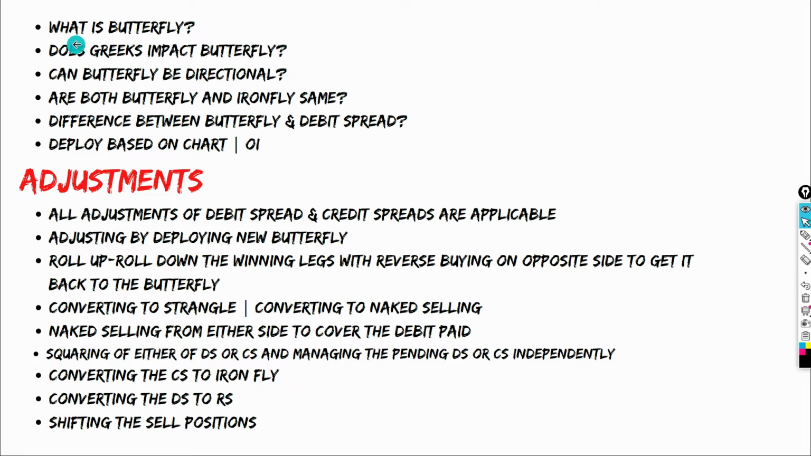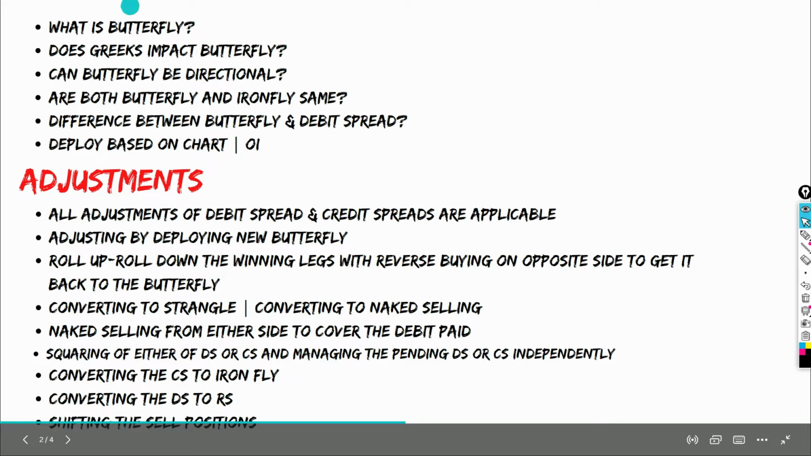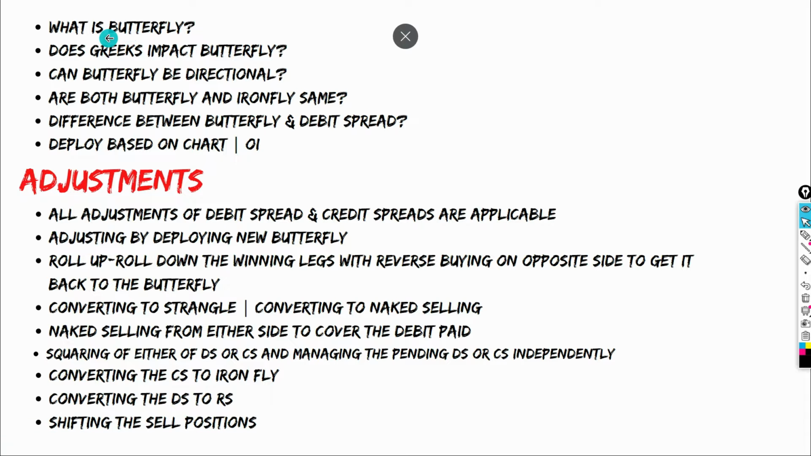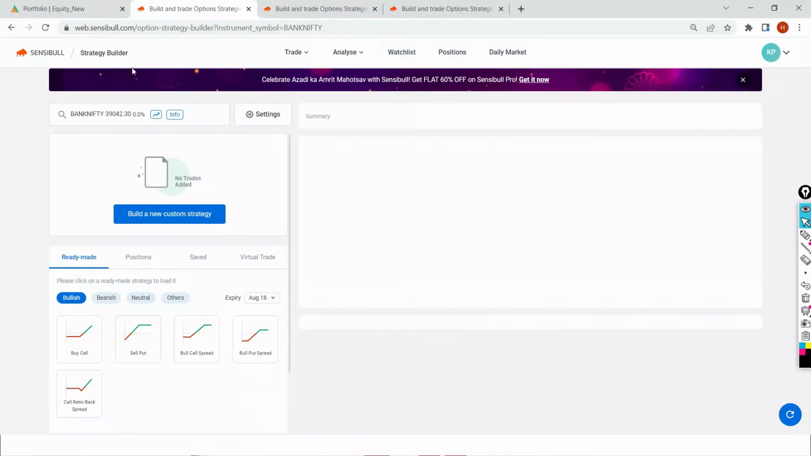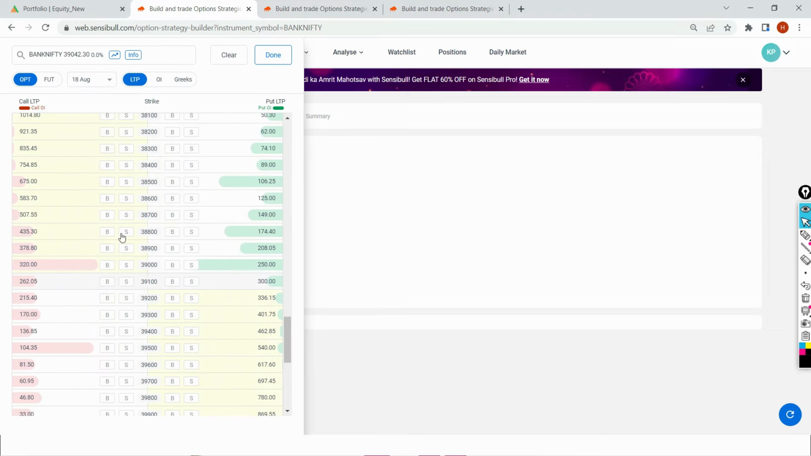Basically we'll start with what is Butterfly, and whether the Greeks have an impact on Butterfly. Rather than me reading out all the points, I'll take you through each point one by one. So what is Butterfly? Let me take you to Sensibull. As we all know, let me directly show you. What is Butterfly?